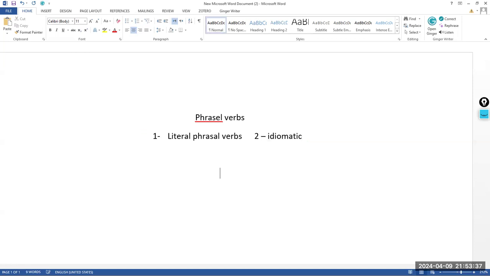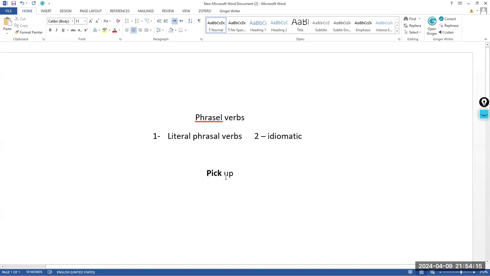Let me give you an example. Let's talk about pick up. Do you know the meaning of pick up? What is the meaning of pick up? To take someone with you in the car. What else? For example, if I want to say, can you please pick the paper up? This is literal phrasal verbs. Why? Because I can take the verb and I can guess the meaning of the phrasal verb from the verb.